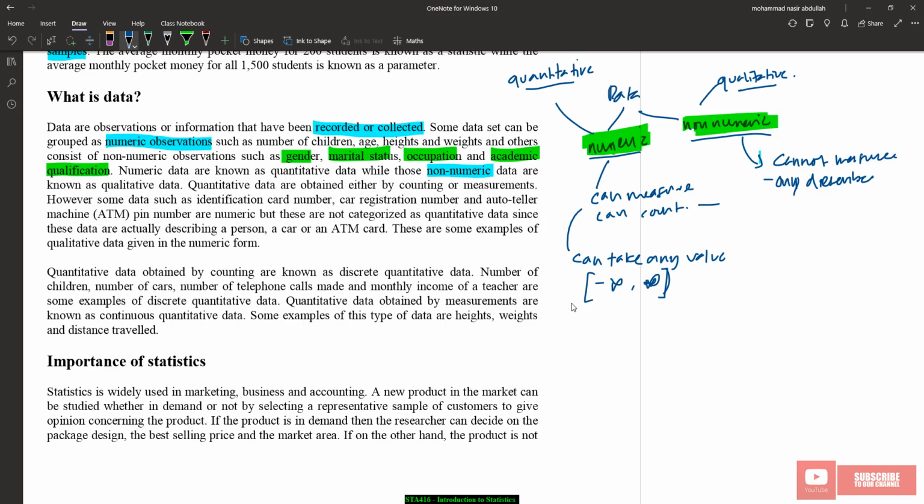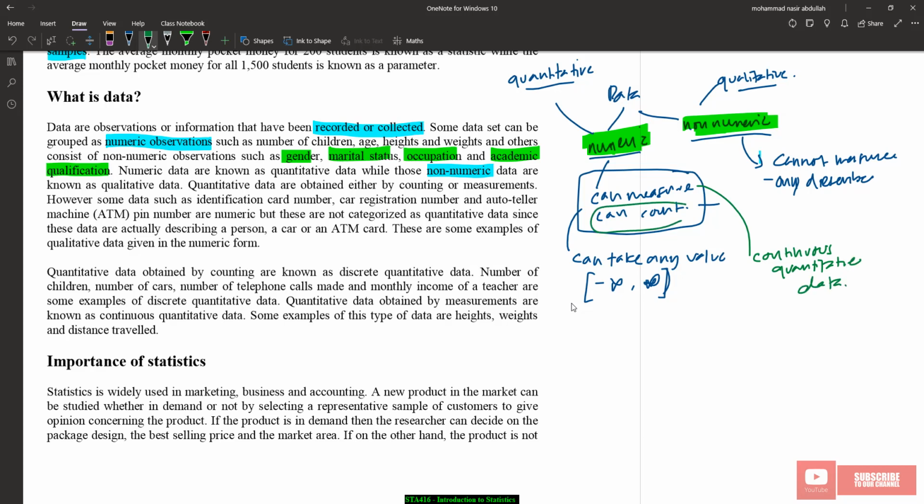Right. So under quantitative data, as I said here, we have numerical data that can be measured and numerical data that can be counted. So this one is classified as continuous quantitative data.